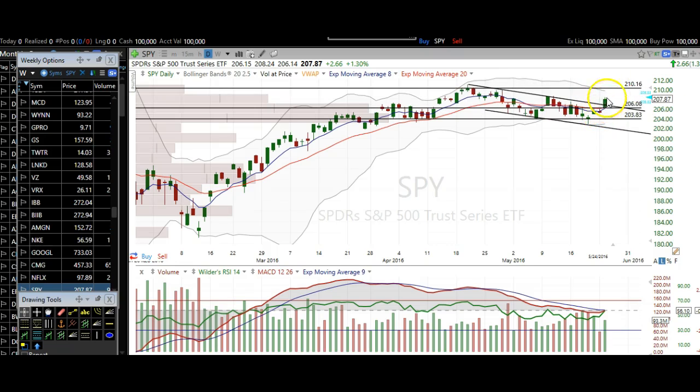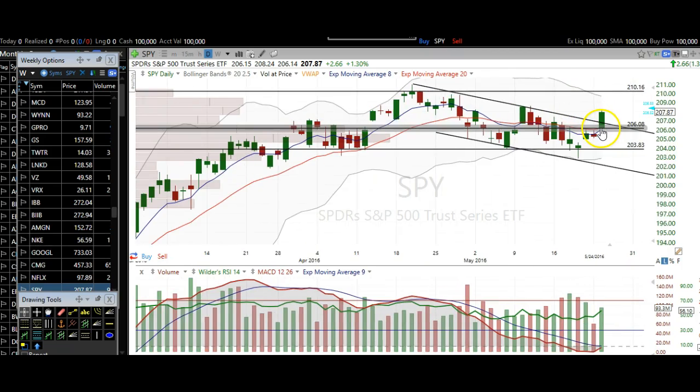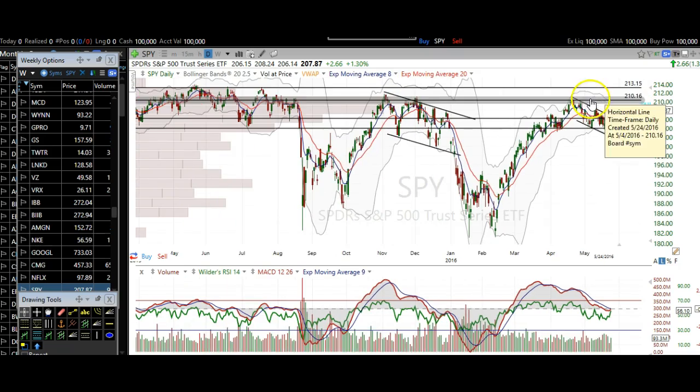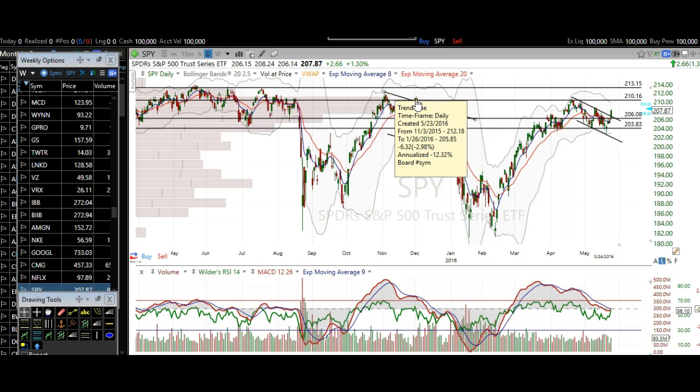And I suspect at the very least, we will tag this 210 resistance up here. So we broke over this resistance at 206 as well as over this downtrend line right here. The next main resistance is about 210. That's also right around where the upper Bollinger Band is as well. If we break over 210, the next resistance is going to be right around 213. There's some resistance before that, but I'm talking about the main key levels here on the daily time frame.